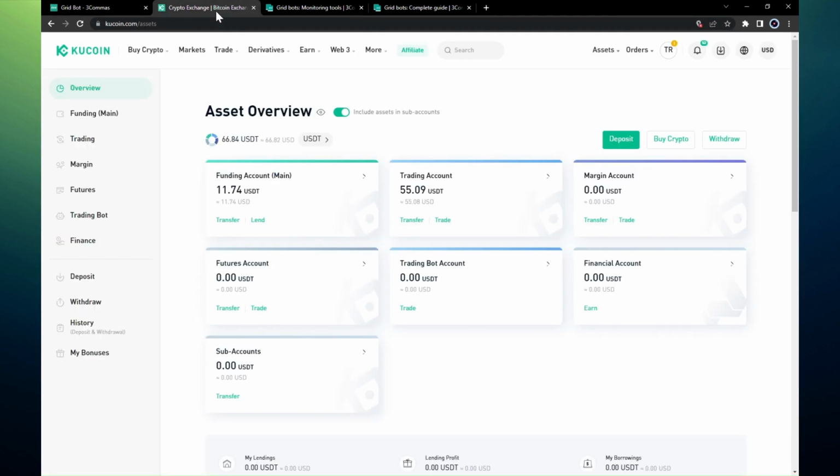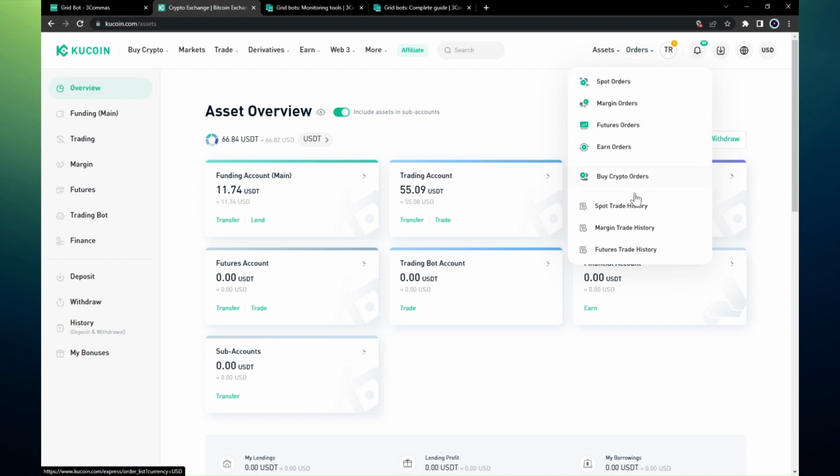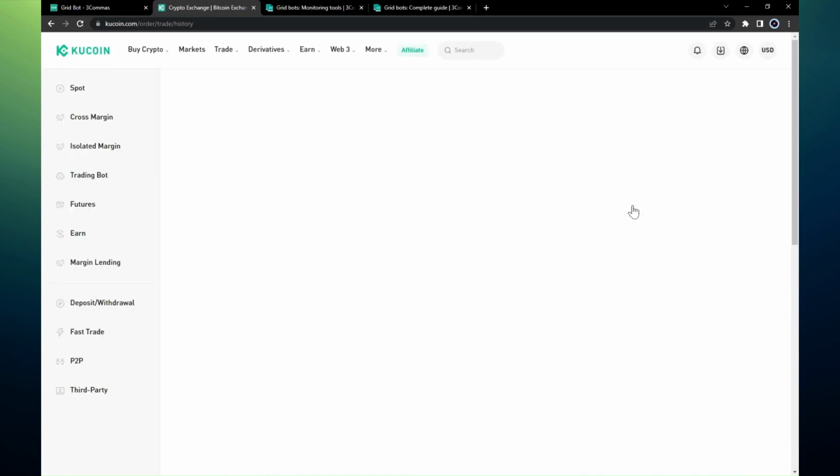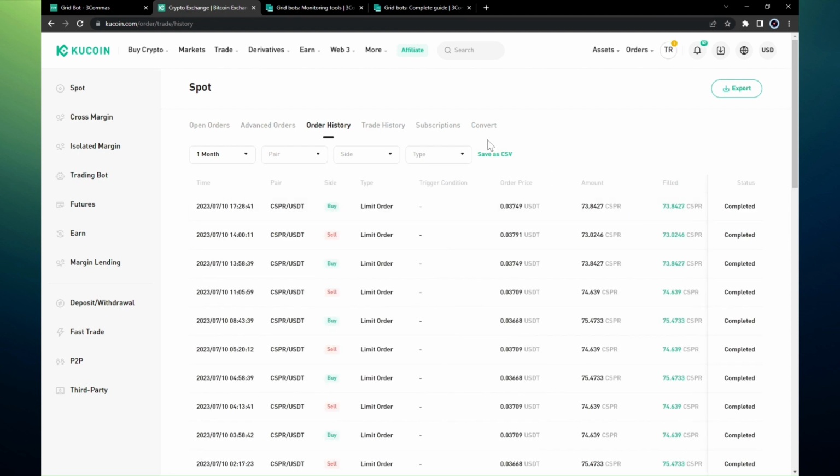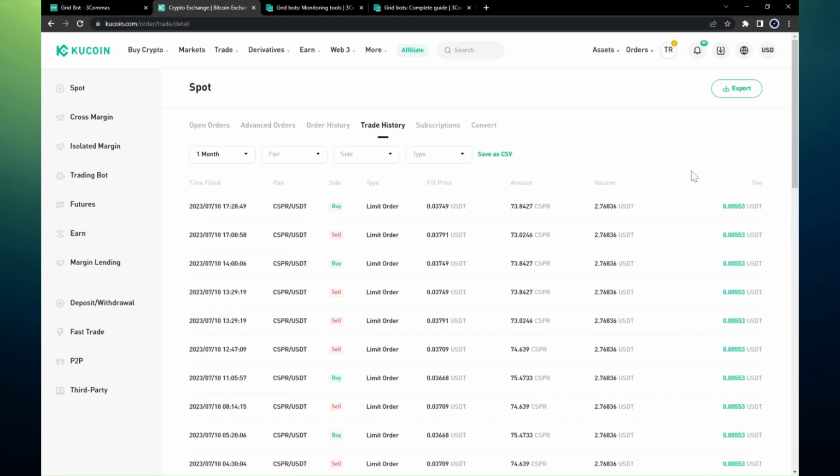So on the exchange, and this is my KuCoin exchange now where I place this grid, it's being placed right here. If I look at my orders history, so spot trade history, and then I go to trade history. So not order history, but trade history. You will see right here the fees associated with these transactions, and slowly with each transaction I'm losing USDT.